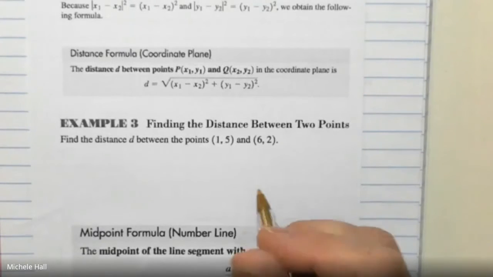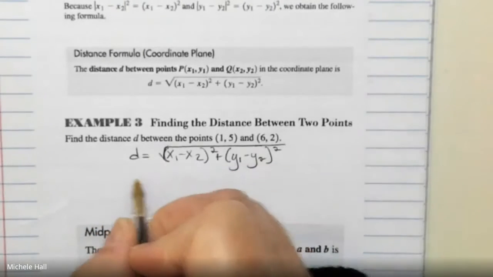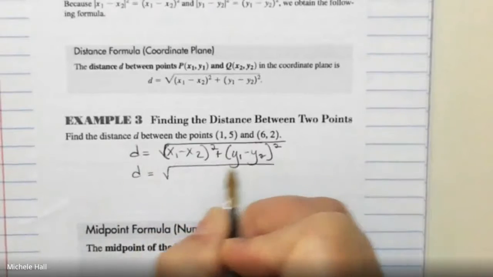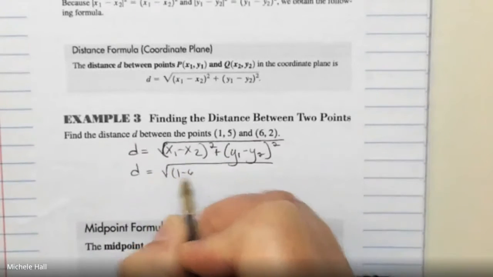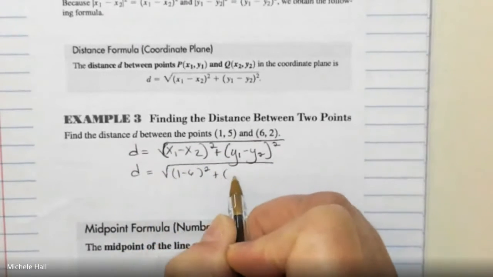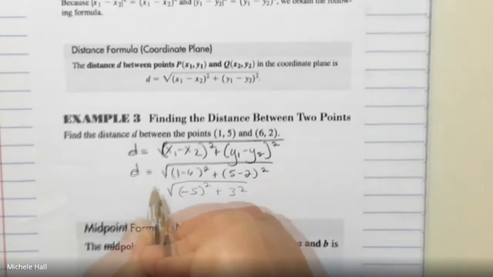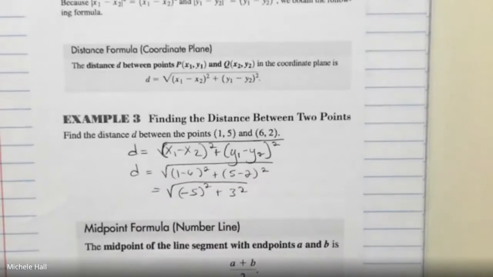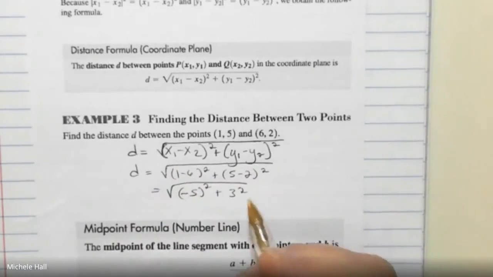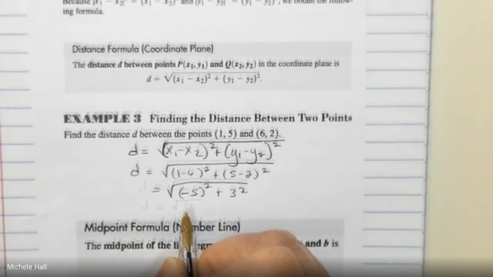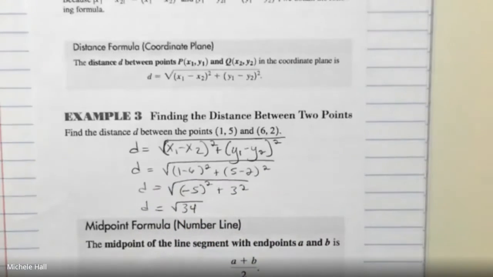Finding the distance between 2 points. Distance equals the square root of 1 minus 6 squared plus 5 minus 2 squared, which is -5 squared plus 3 squared, square root of all of that, 25 plus 9. The distance equals the square root of 34.